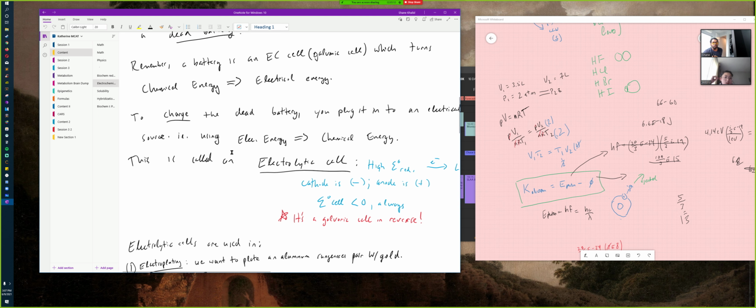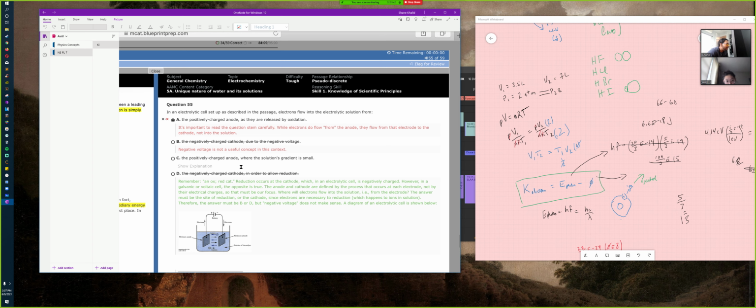So what do you do when you have a dead battery? You charge it, right? So you plug it into an outlet, and you're doing the opposite now. You're using electrical energy to recreate that chemical energy aspect of it. Yeah, I understand that part. So that's why the things are negative and stuff like that.